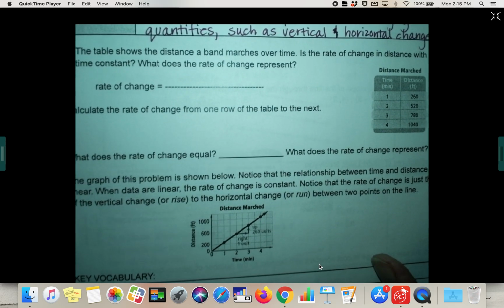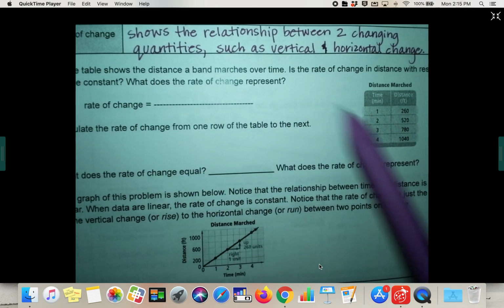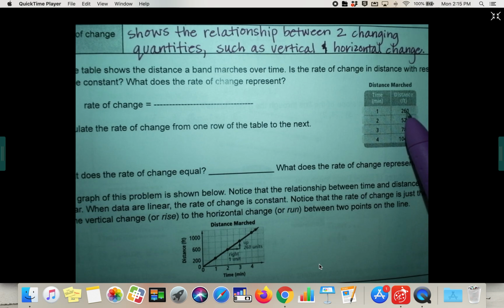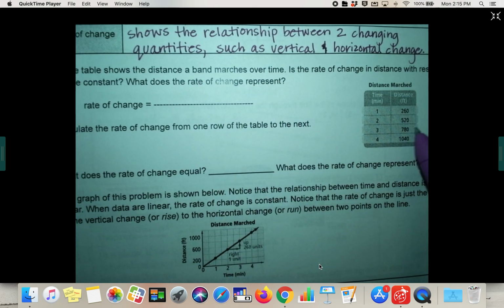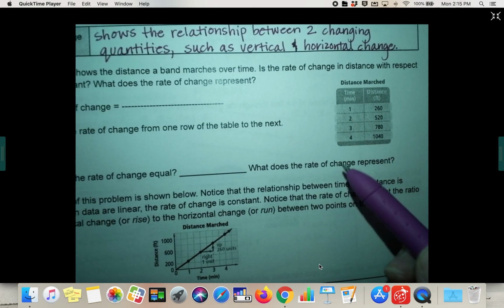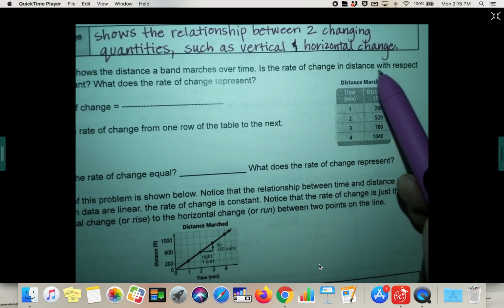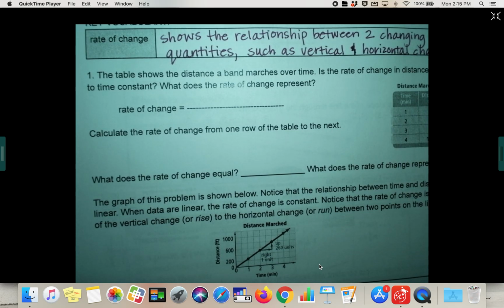So here is a specific story. It's our word problem. The table at the right shows the distance that a band, this is a marching band, marches over time. So 1 minute, 2 minutes, 3 minutes, and 4 minutes, they recorded their distance at 260 feet, 520 feet, 780 feet, and 1,040 feet. Is the rate of change in distance with respect to time constant? And what does that rate of change represent?